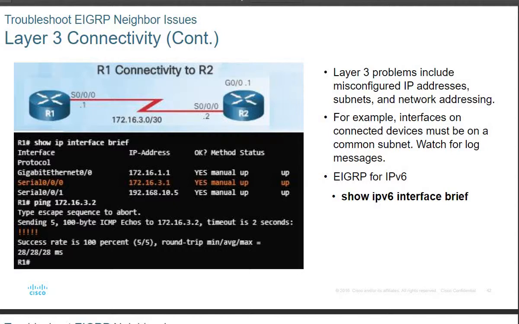Troubleshooting EIGRP Neighbor Issues: Layer 3 Connectivity, continued. Layer 3 problems include misconfigured IP addresses, subnets, and network addressing. For example, interfaces on connected devices must be on a common subnet. Watch for log messages. For EIGRP for IPv6, use show ipv6 interface brief.